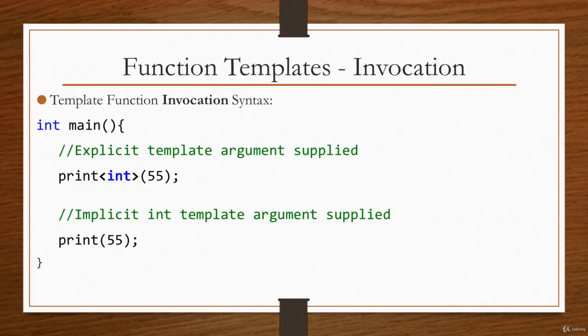A quick example on how we would use or invoke a function template. In the main function here, I do the print function call, the opening and closing angle brackets, and I specify int. So I specify int explicitly as an argument, and that will get accepted by the template parameter, and then I pass in some value for that function, such as 55. The final print function call is similar to a regular function call, and you can see in this case, an implicit integer template argument will be supplied to the template parameter. So in other words, the compiler is going to deduce which type to use.